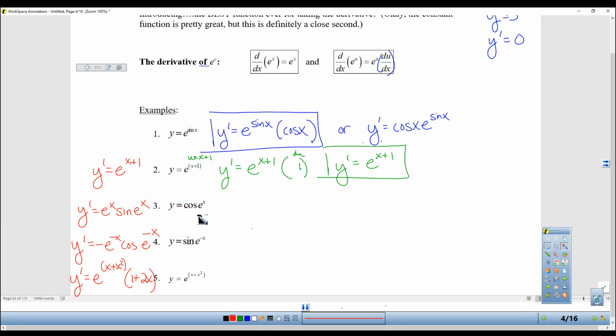Cosine of e to the x, so I've switched it up. I'm not taking the derivative of e right now. I'm taking the derivative of cosine. So you hopefully remember the derivative of cosine is negative sine of the exact same thing. You never change the angle. So the derivative of cosine of e to the x is negative sine of e to the x. But then times the derivative of the inside. So times the derivative of e to the x. And what's the derivative of e to the x? E to the x. And I just realized I don't know if I didn't write it or what, but there should be a negative there.